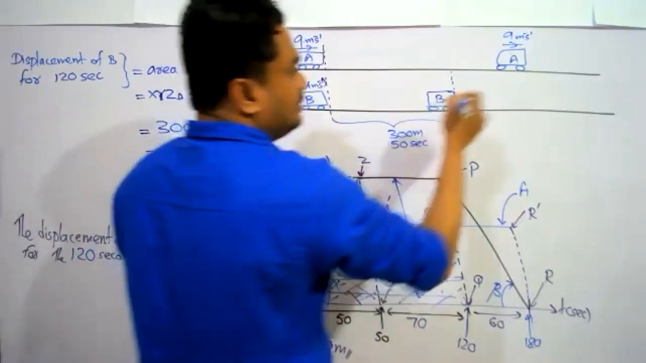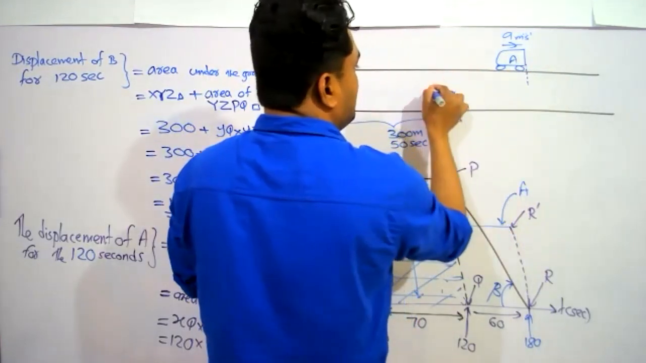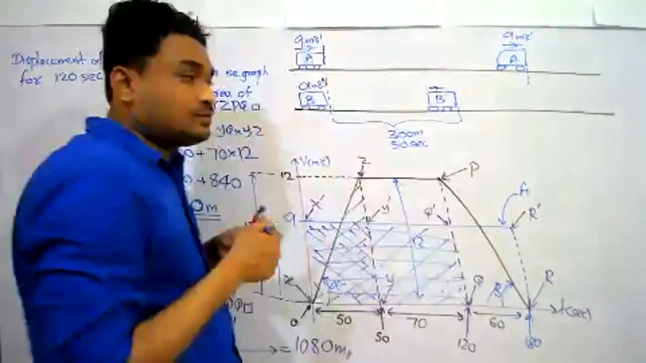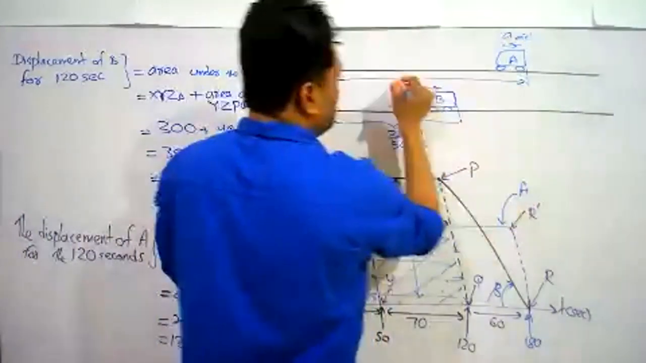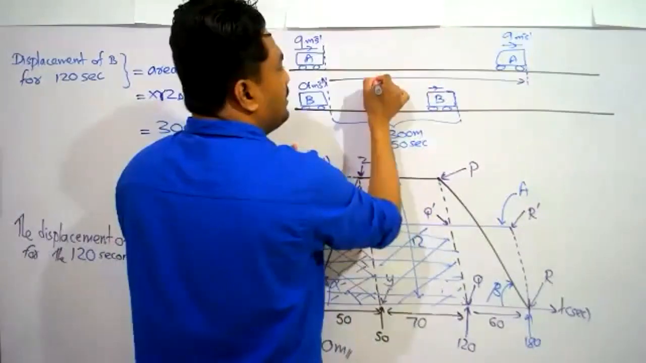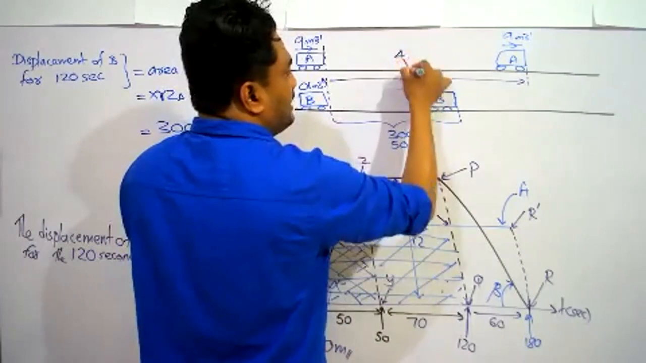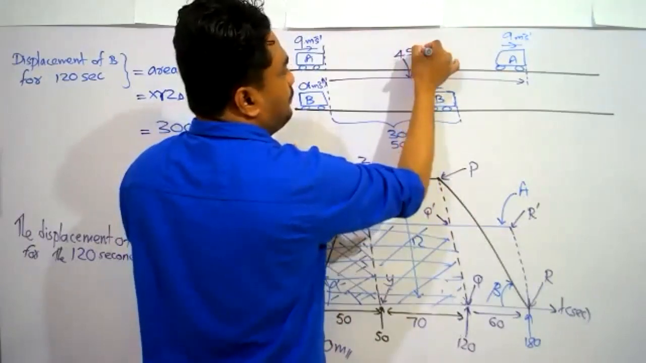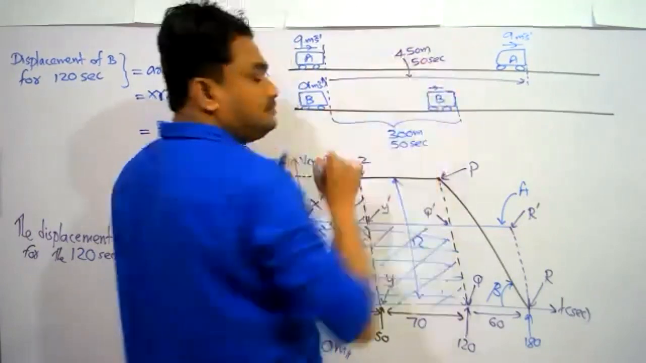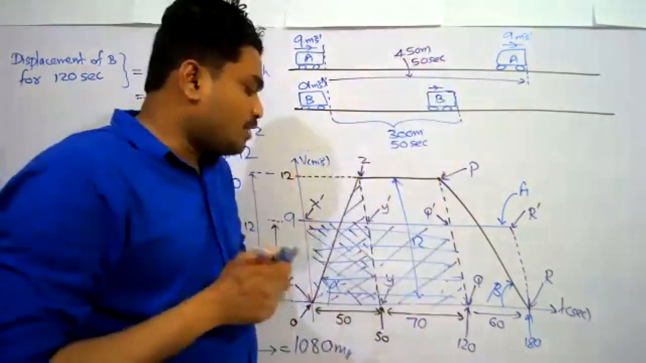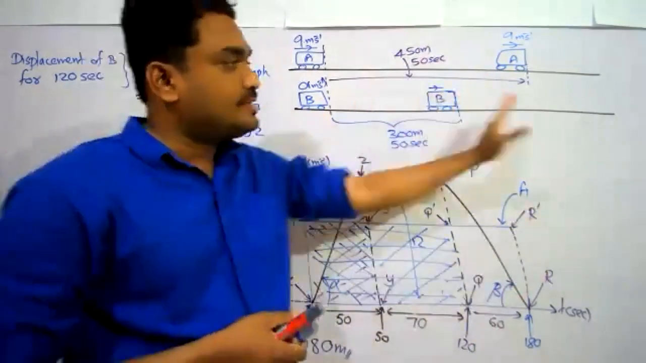Even after 50 seconds, if you consider B moving with a velocity, I don't know the velocity of B. So A has traveled 450 meters in 50 seconds. But if you think about 120 seconds, what is the displacement of B for 120 seconds here?